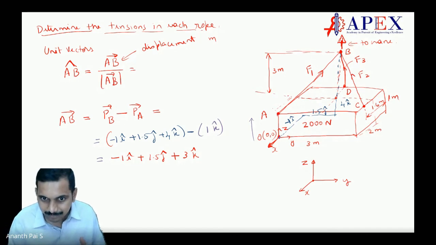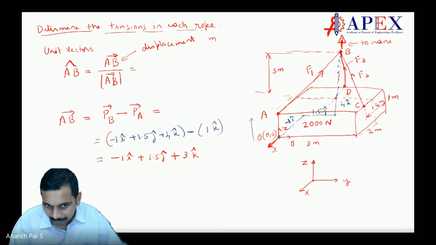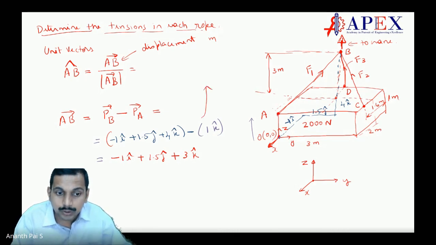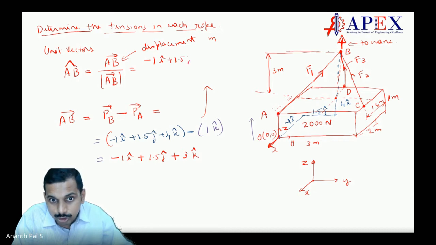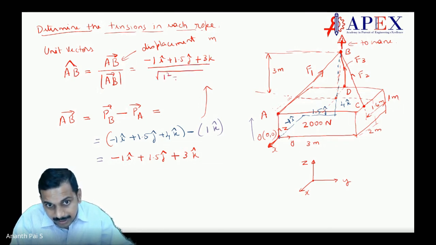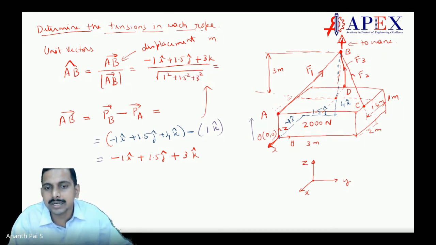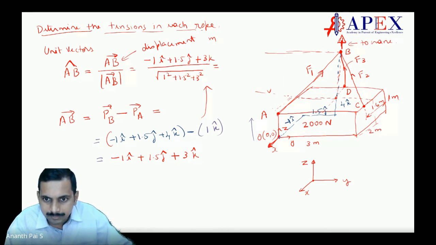Make sense? Now, once we find out the AB vector, how do we find the AB unit vector? The AB unit vector is minus 1i plus 1.5j plus 3k divided by the square root of 1 square plus 1.5 square plus 3 square. You get the answer in terms of something into i, something into j, something into k. Find it out and tell me the answer. What is the AB unit vector?